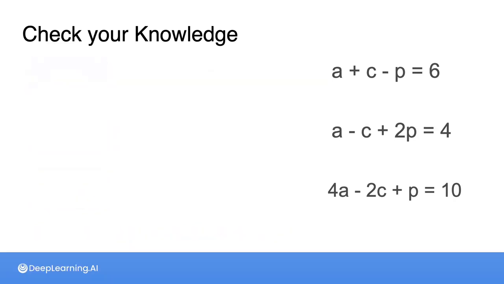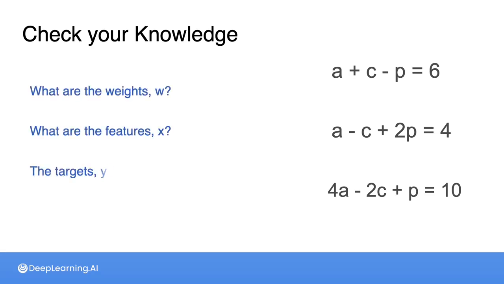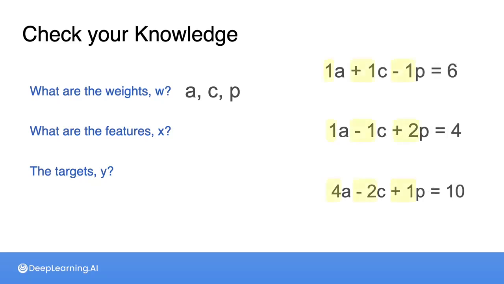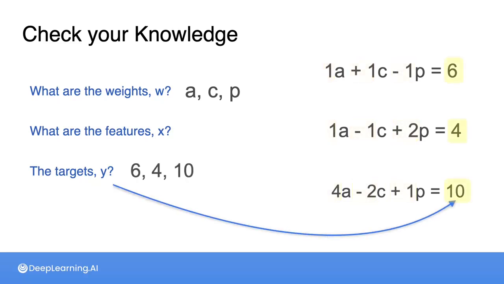Now, in the context of what we looked at before with the linear regression for predicting the wind power output, what would be the equivalent of the weights W, the features X, and the targets Y? In this case, your scores A, C, and P are the weights, the thing that is consistent across all the statements. The features are the numbers next to the weights, and the numbers on the other side of the equal sign are the targets Y.